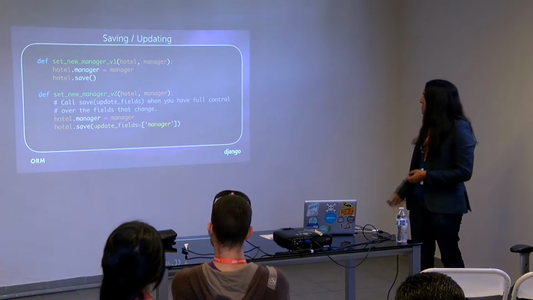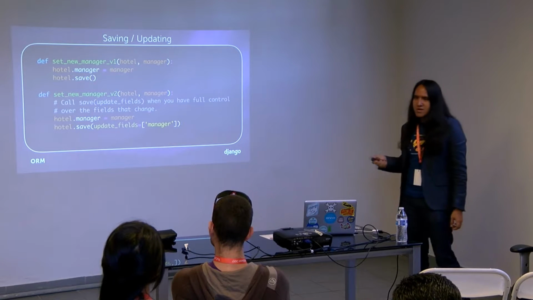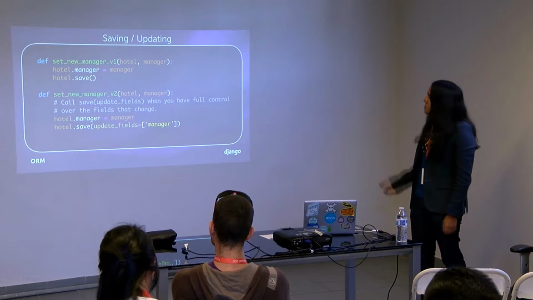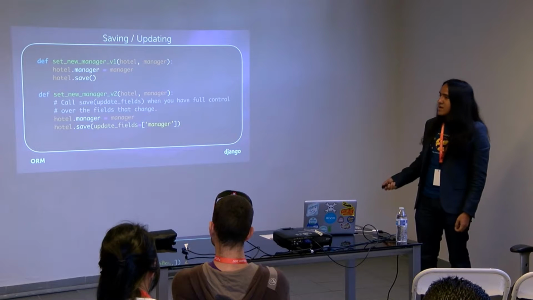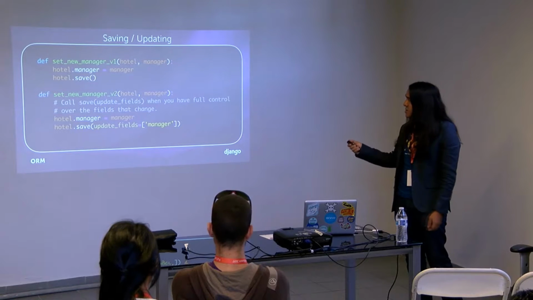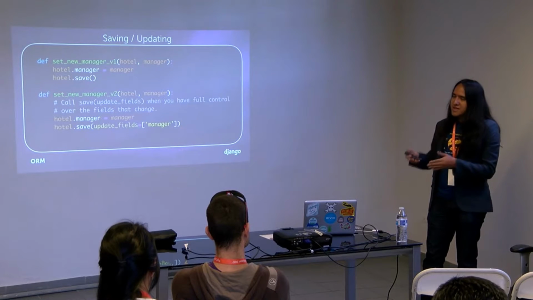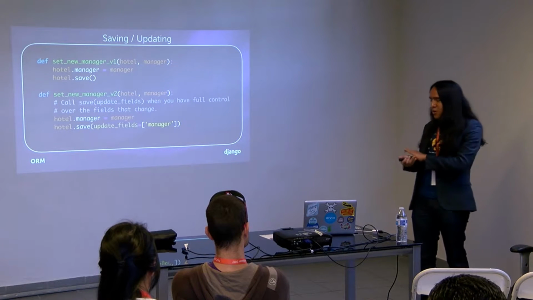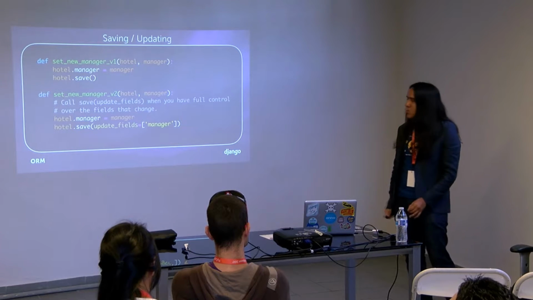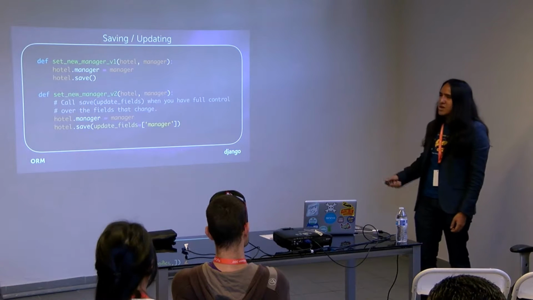So Django gives you save, but you have an option. You have update_fields, which you can give to Django, and Django will only update that field. As you can see, I have set_new_manager_v1, a very simple function. It just sets the manager on the hotel, and the first version calls save. When I call save on the first version, Django will not just set the manager, it will set the name and all the other fields. But v2 will only set manager. So if the model has 100 fields, it will only set manager and not all the others.